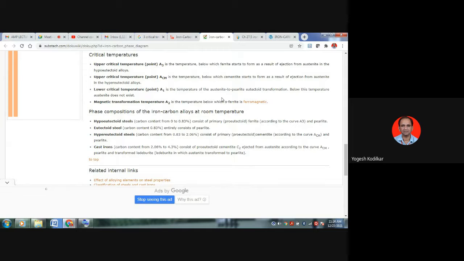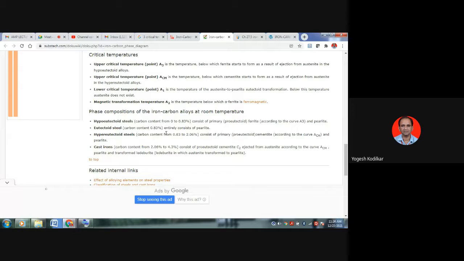Then the lower critical temperature is the temperature of the austenite to pearlite transformation; below this temperature austenite does not exist. Then the magnetic transformation temperature is the temperature at which alpha ferrite becomes ferromagnetic. So these are the critical temperatures. Then the phases and composition of iron carbon alloys at room temperature: hypoeutectoid steel and hypereutectoid steel.